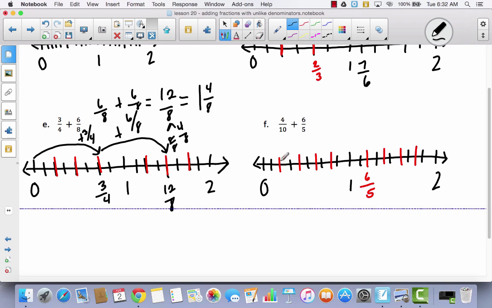All right, so I'm going to start by adding 4 tenths. 1, 2, 3, 4. So here's 4 tenths. And then I have to add 6/5. All right, so how many tenths are there in 6/5? There are 12, so I have to count over 12. 1, 2, 3, 4, 5, 6, 7, 8, 9, 10, 11, 12. So I'm going to end up right here.